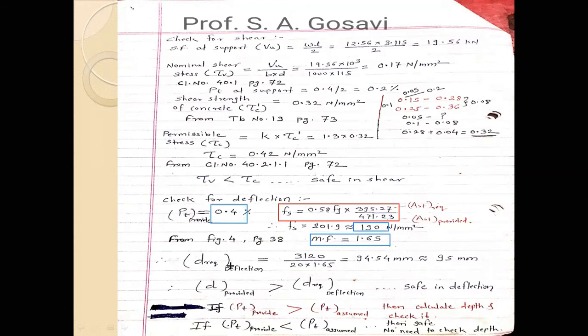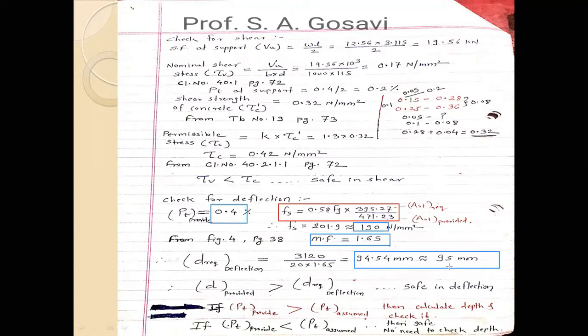So now D required for deflection. Depth required for deflection, again the same formula, span divided by 20 into modification factor. By using this formula only, we have calculated the depth also. Now by using the same formula, we are going to calculate the depth required for deflection. D required for deflection is equal to span divided by 20 into modification factor. Just put the values, you will get this answer. So the depth required from the deflection criteria is 95 mm. So minimum that much depth you should provide.